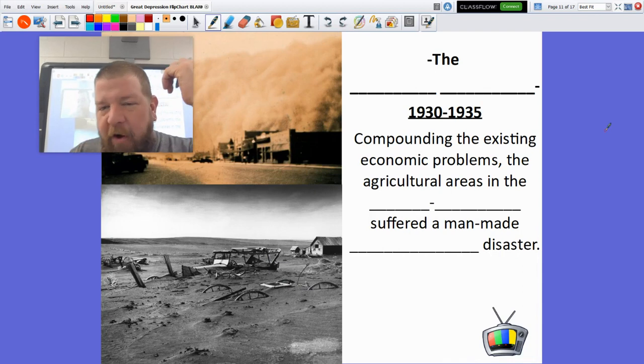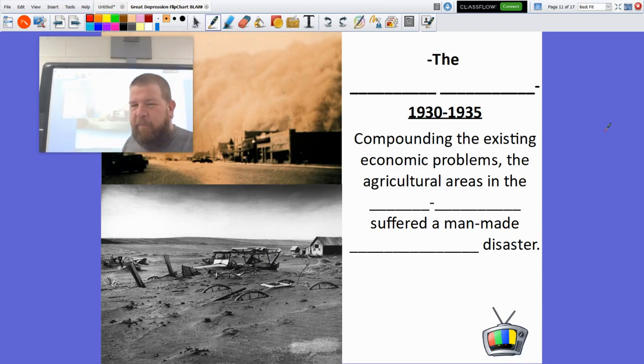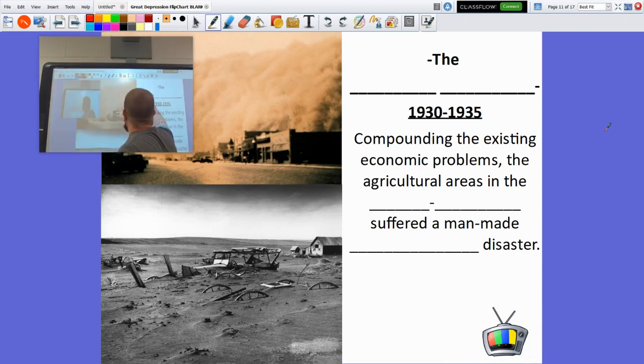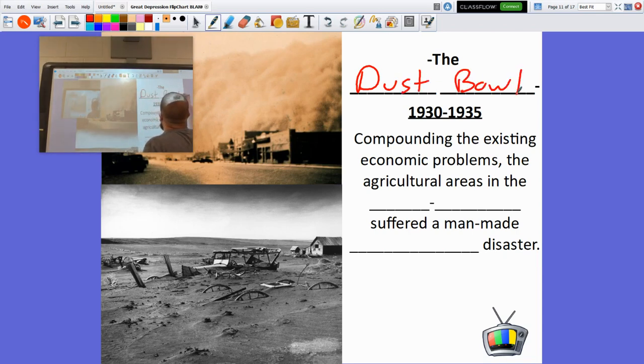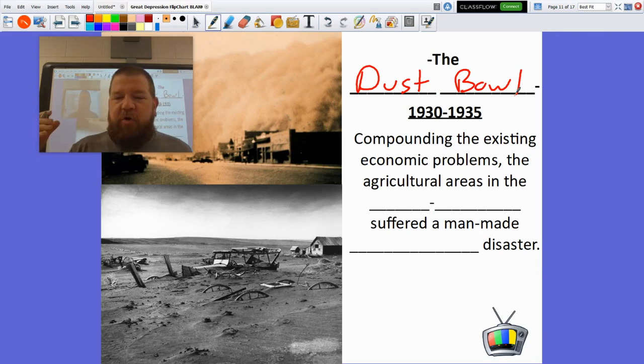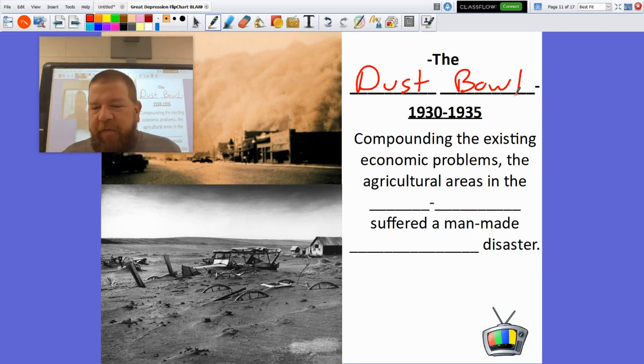Have you all ever heard of something called the Dust Bowl? The Dust Bowl started in 1930. All right. What is the Dust Bowl? Well, we've got to tie a few different things we've learned together to bring this in. So there's all these economic problems going on, right? And that means that because farmers are making less and less money, they're trying to grow more and more crops so they can get a greater profit.